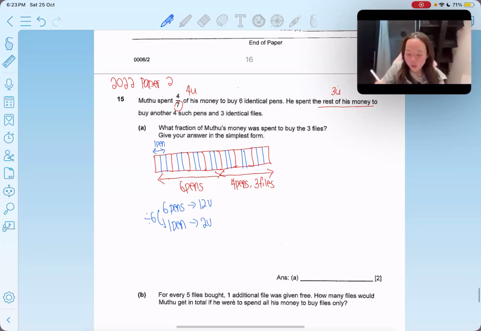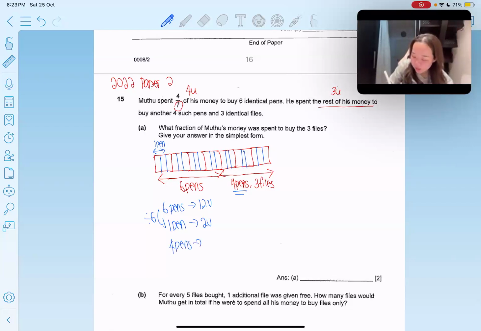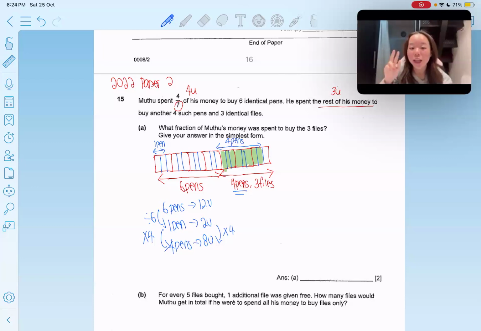Now I need to find out what is 4 pens. 4 pens, how many units? I multiply by 4, so here I also multiply by 4 on the other side. I multiply by 4, I will get 8 units. Over here, I'm going to use a highlighter to highlight my 8 units. It will start from here: 1, 2, 3, 4, 5, 6, 7, 8. So these 8 units here are 4 pens. Students, if I know that the total 9 units is 4 pens and 3 files, and I know that 8 units is 4 pens, I know that the remaining must be 3 files.